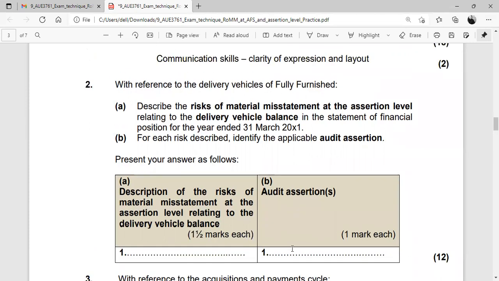Okay, so before we get into this one, which cycle does delivery vehicles fall under? Is it the revenue cycle? Is it the purchases and payment cycle? Is it inventory? Which cycle is this? It's the sales cycle. The revenue, sorry. Isn't it the finance and investment? Yes.